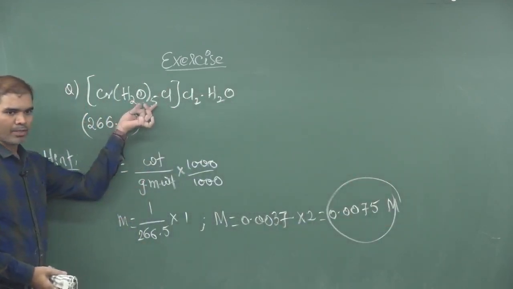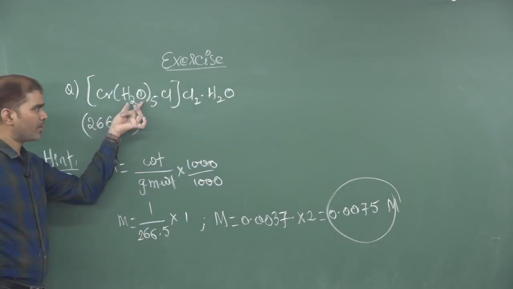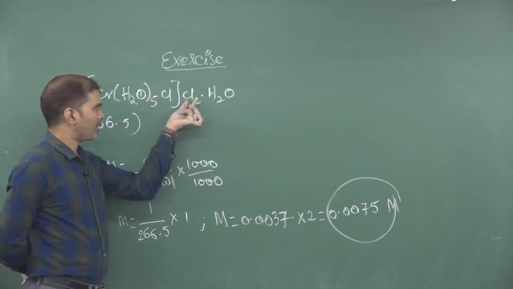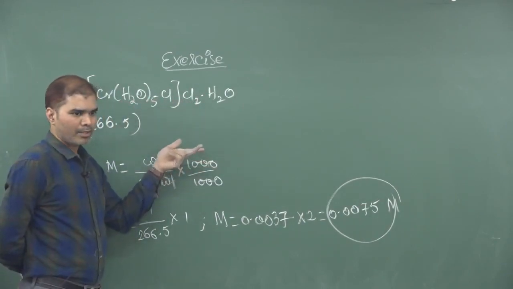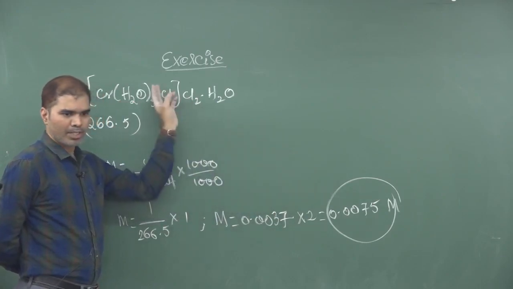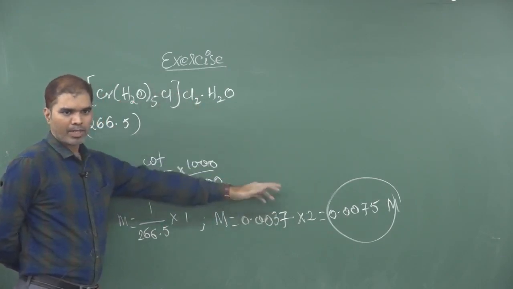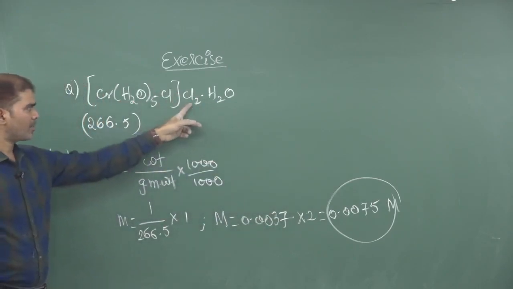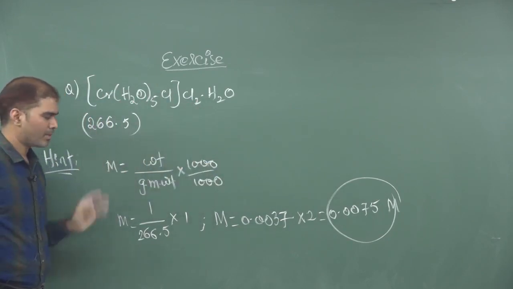First of all, you are working out the molarity of your complex. Later on, 1 mole of your complex is giving you how many moles of chloride. Based on that, you simply multiply. Suppose there are 3 chlorides outside, whatever you get, multiply by 3. If you have 1 chloride outside, whatever you get, multiply by 1. Okay?